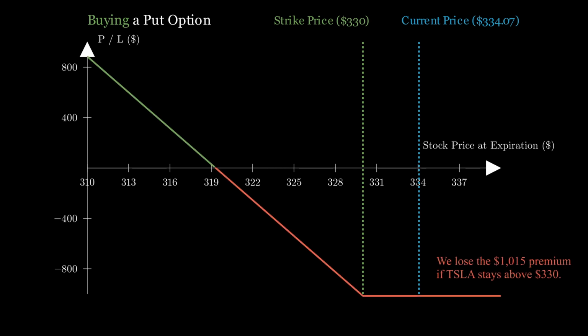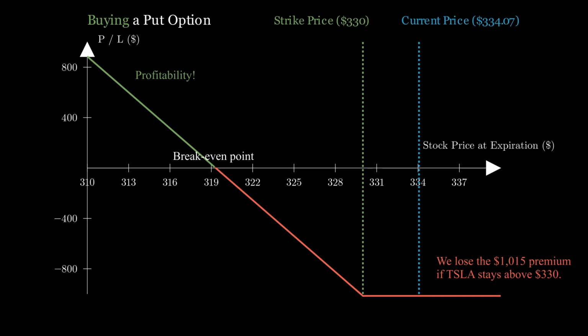What we notice from the curve is that so long as the price of Tesla remains greater than $330, we make no money from the trade. If Tesla moves below $330 though, the value of our option contract begins to appreciate linearly until the break-even point at around $319. After this point, the investment in the option contract becomes profitable.